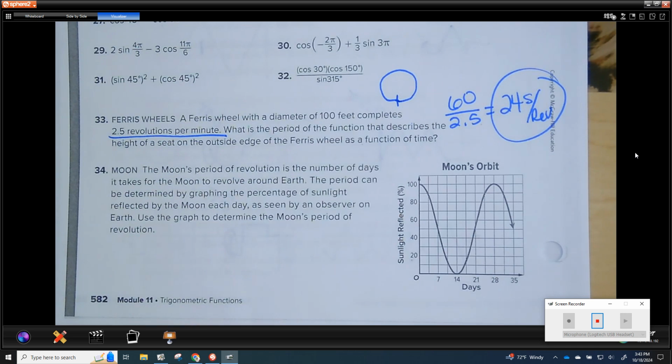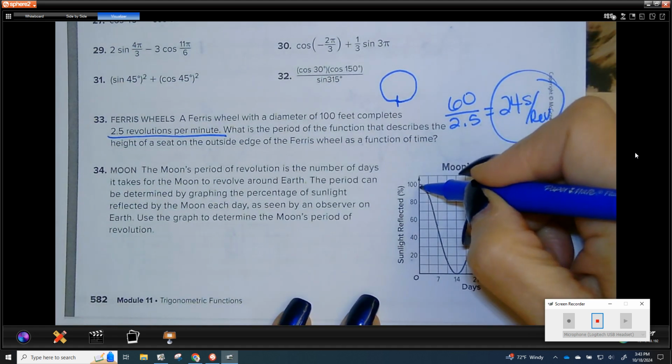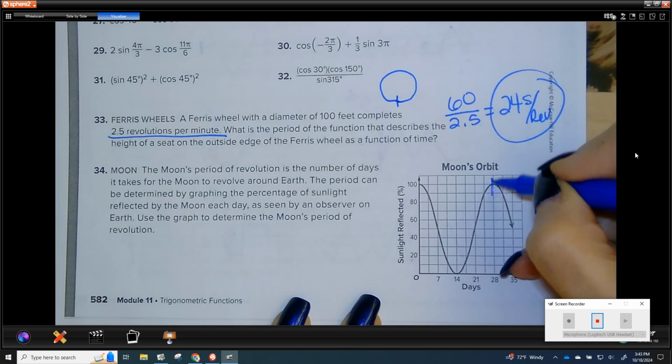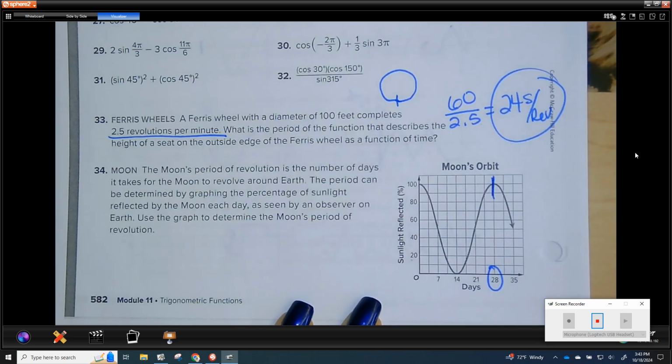All right, the moon's orbit is the number of days it takes the moon to revolve around the Earth. The period can be determined by the graph as a percentage of sunlight reflected by the moon each day as seen by an observer on Earth. Use a graph to find the period of one revolution. Well, one cycle, if it starts here, to get back up is right here. So one cycle is 28 days.